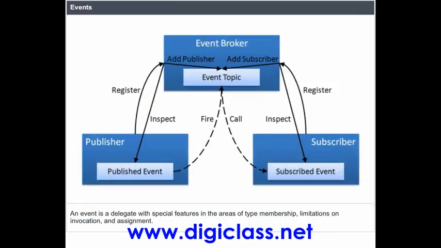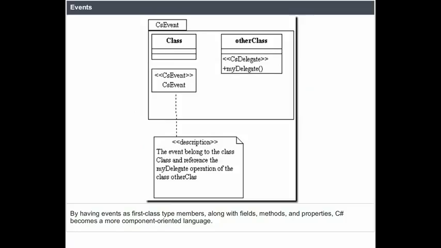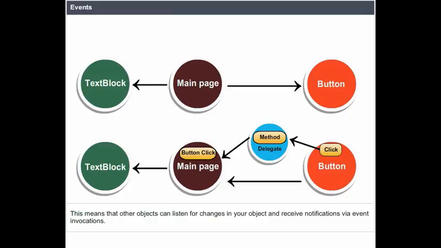Events. An event is a delegate with special features in the areas of type membership, limitations on invocation, and assignment. By having events as first-class type members, along with fields, methods, and properties, C# becomes a more component-oriented language. This means that other objects can listen for changes in your object and receive notifications via event invocations.